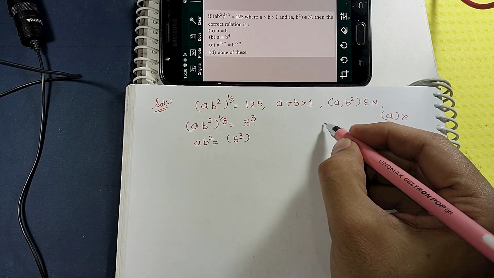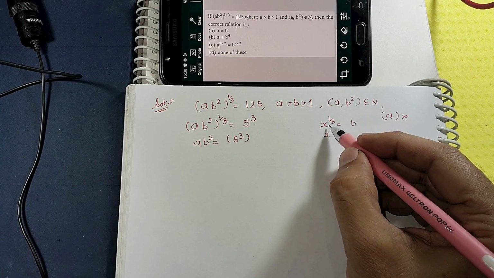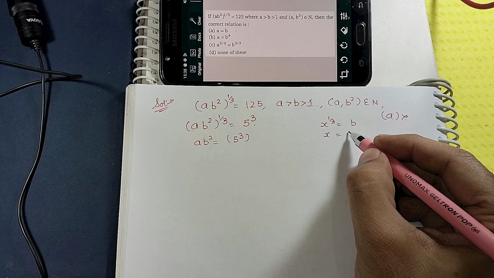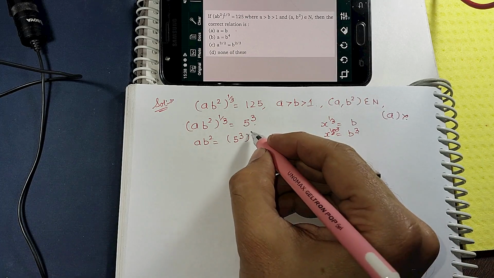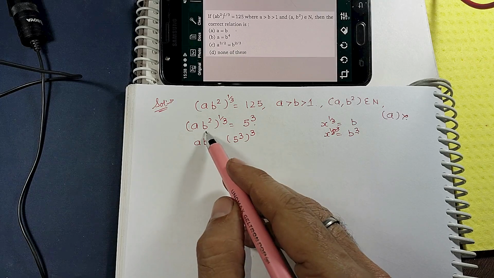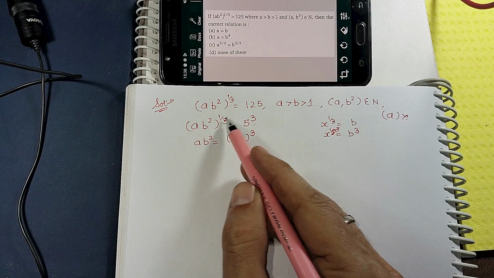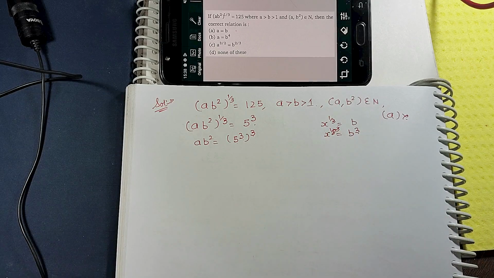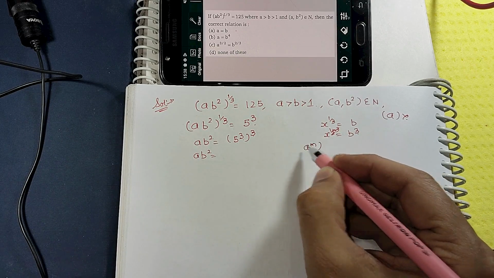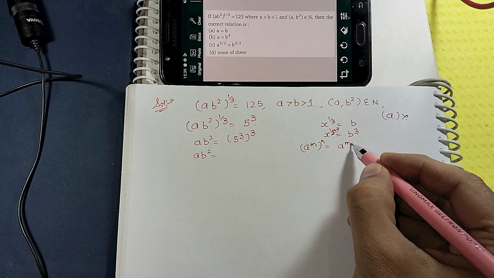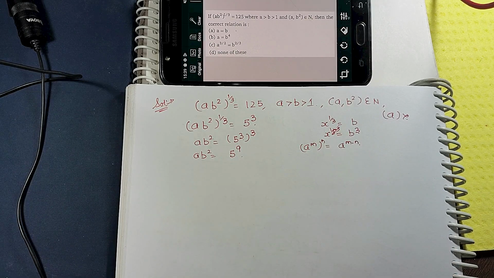Now here it is power 1/3, so (ab²) raised to 1/3 will be equal to 5 raised to power 3. When we have a power in fraction form, we can cube both sides, so the 1/3 multiplied by 3 will be 1. So here it will be (5³) whole raised to power 3, and on the left, 1/3 multiplied by 3 will be 1. Another property is (a^m) whole raised to power n is equal to a raised to power m multiplied by n. So 3 into 3 is 9. So basically ab² is equal to 5 raised to power 9.